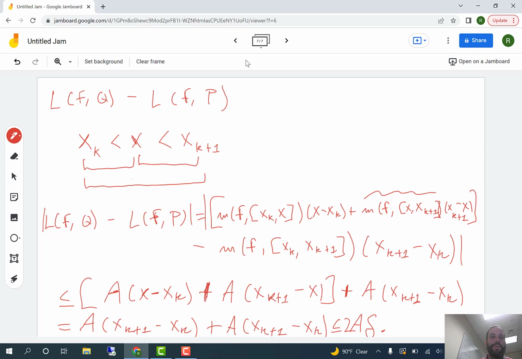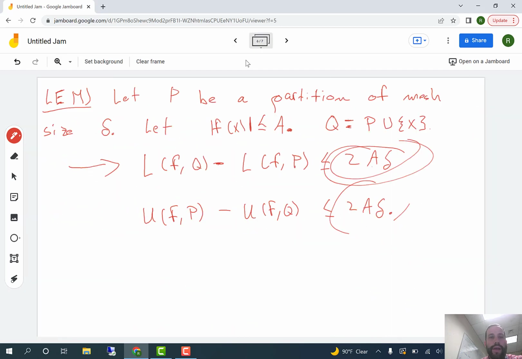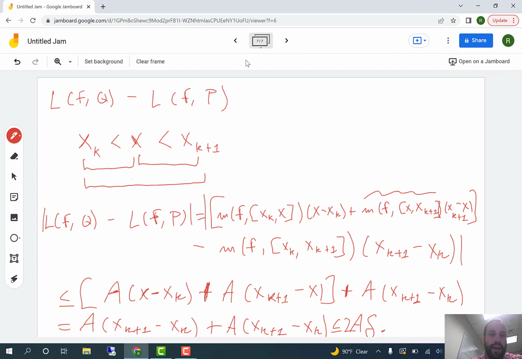And so proving the corresponding inequality for U is going to be basically the same, except you'll have U of f,P minus U of f,Q instead of L, but the principle will be the same. Okay, so that's it for this theorem, or this lemma. In the next theorem, we're going to apply this lemma kind of inductively. You will see it when we get to it.